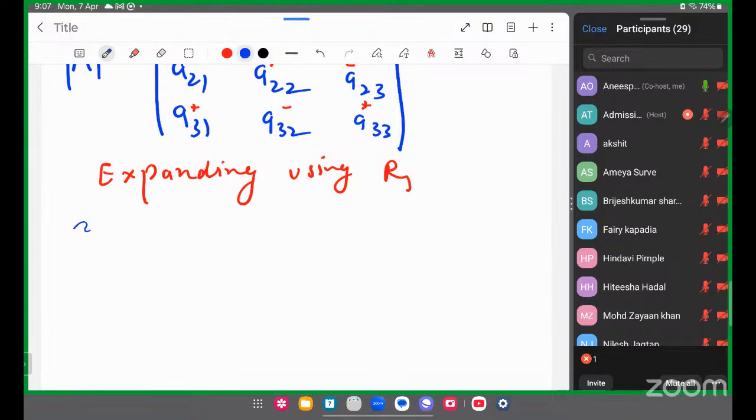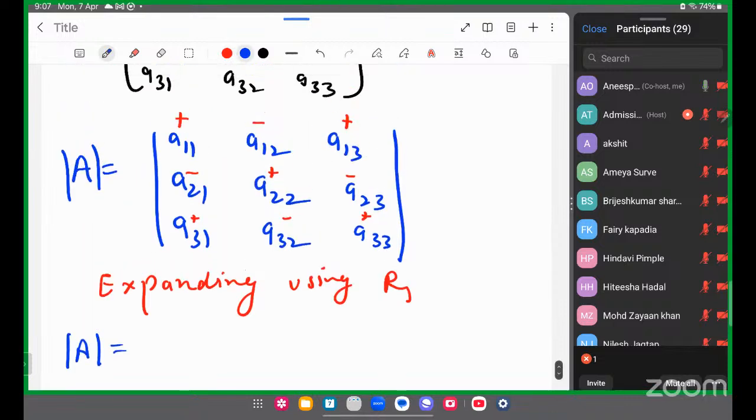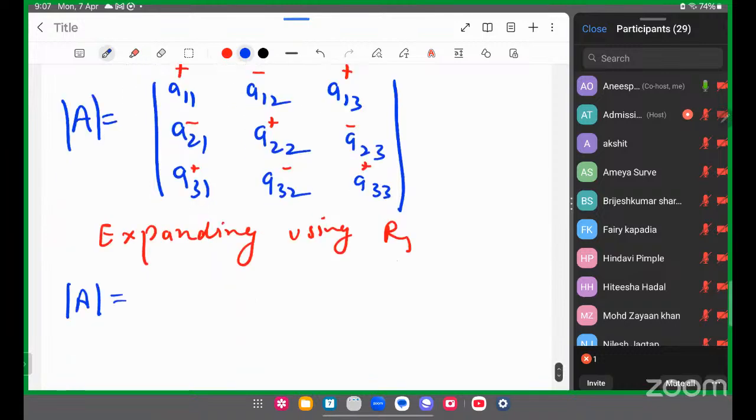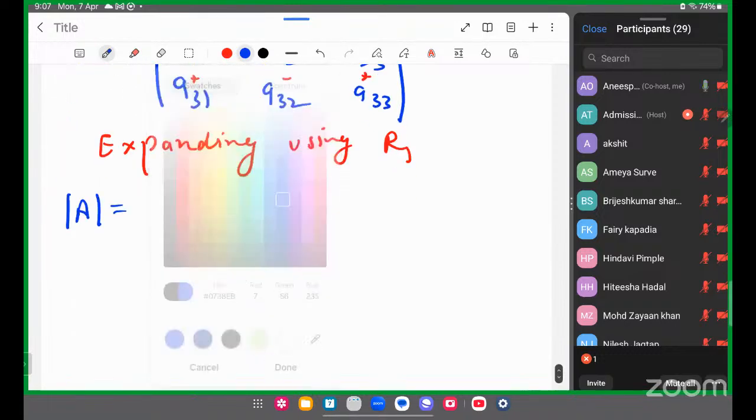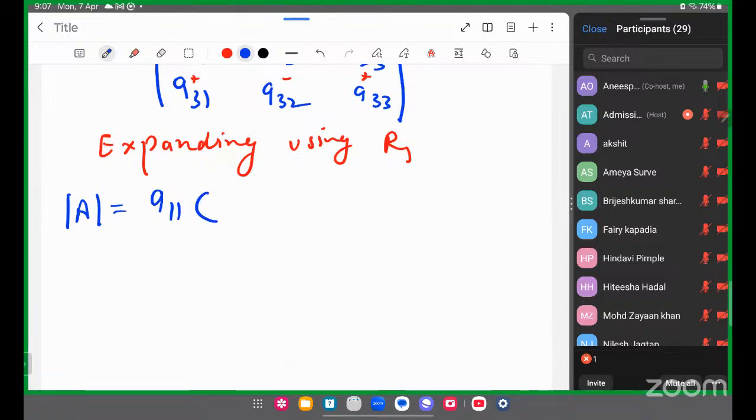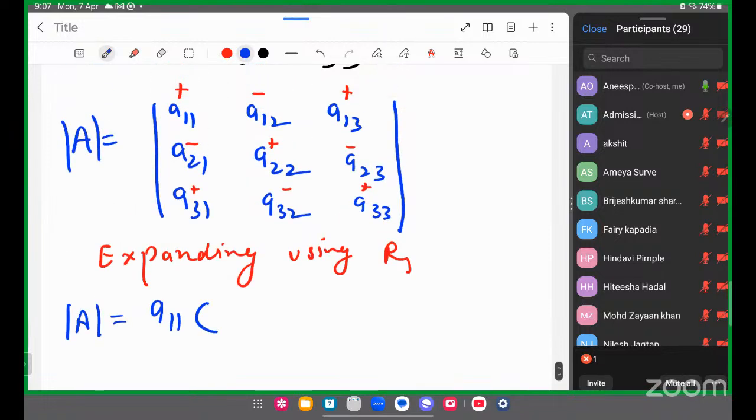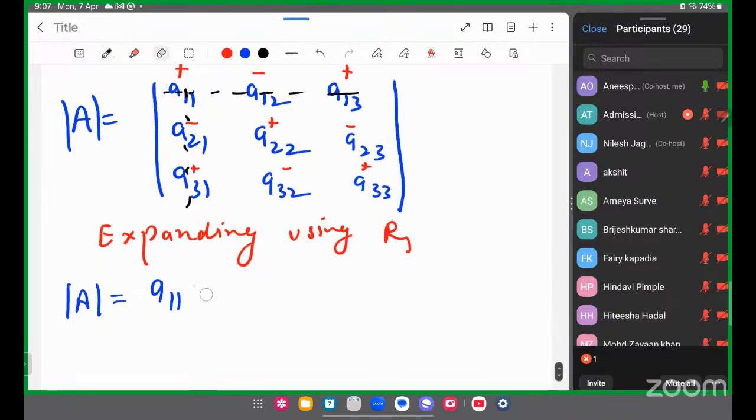So what will be the value of determinant A? Using R1, first element is A11. So we will take A11 and we will delete the corresponding row and column of element A11. Element A11 had row number 1 and column number 1. So row 1 and column 1 will be deleted and we will be left with a 2 by 2 order determinant, that is A22, A23, A32, A33.